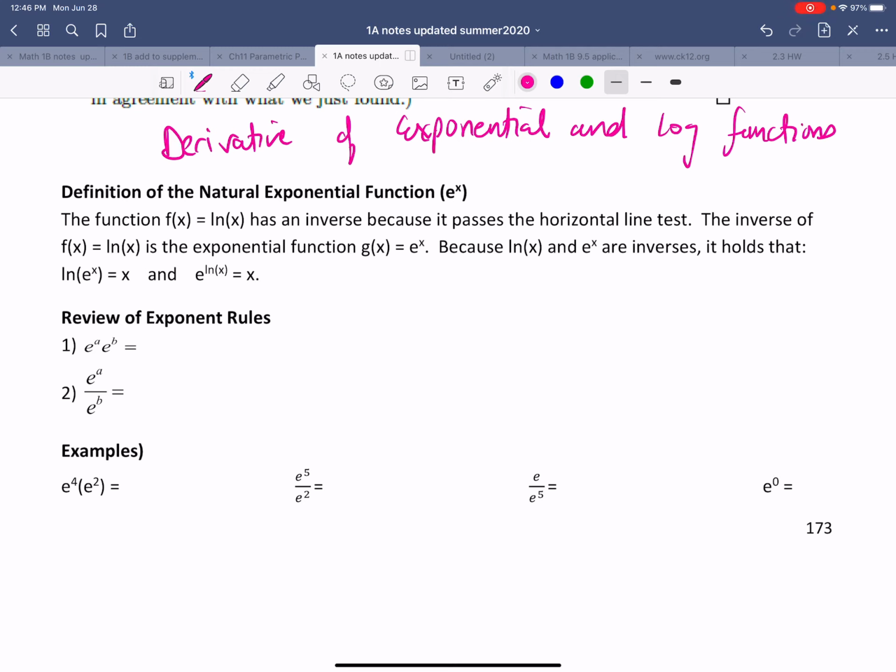Today we're going to discuss derivatives of exponential and log functions, and we will also look at logarithmic differentiation. So let's talk about the definition of the natural exponential function. Definition of e to the power x.